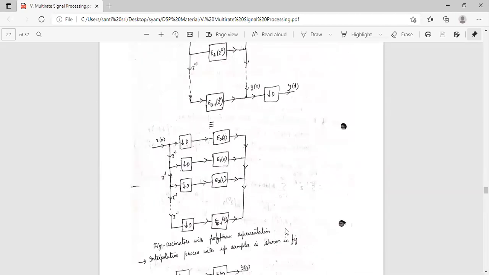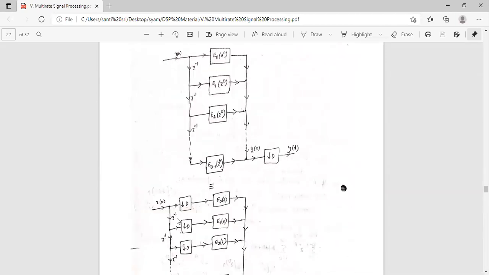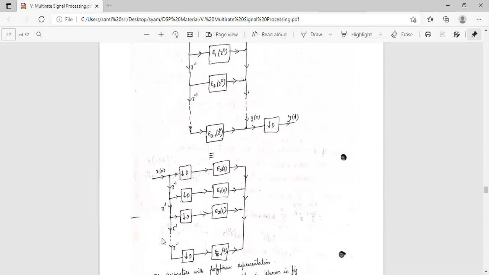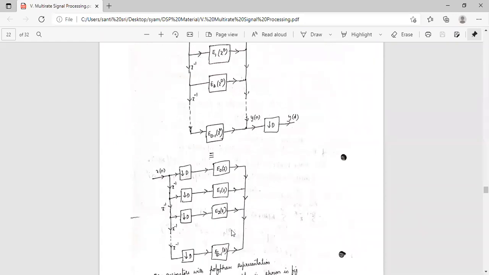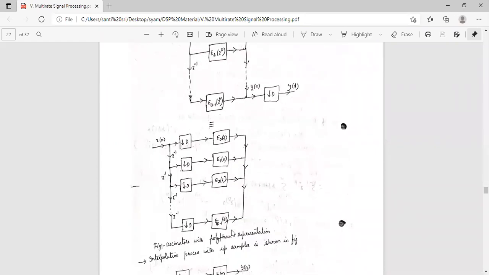y of n, that implies x of n, the input. So this is the down sampler. So this is E0 of z. So both are equal. So we can write this like this. So this is the decimator's polyphase representation. This is the decimator with polyphase representation.